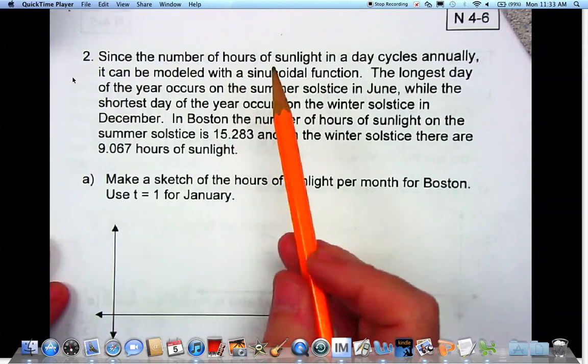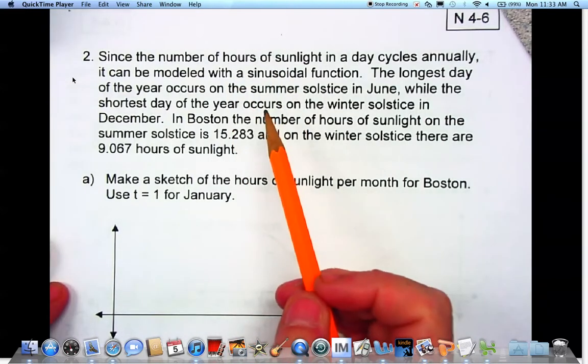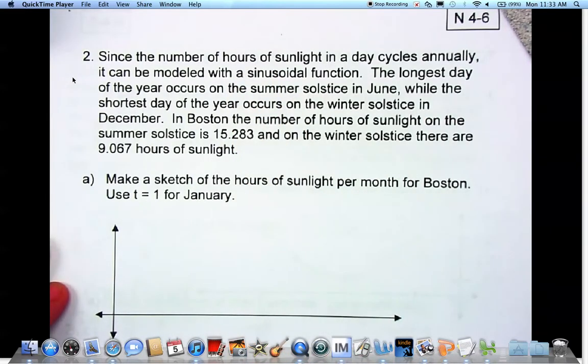Okay, this one is the summer solstice and the winter solstice. What's the summer solstice? The summer solstice is the longest day of the year. I thought it was the other way. The winter solstice is the shortest day of the year.